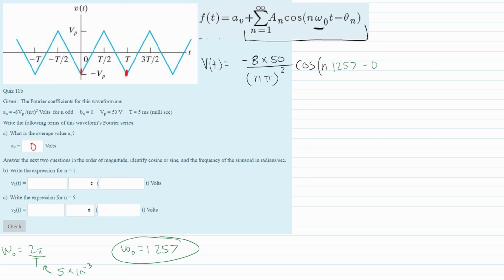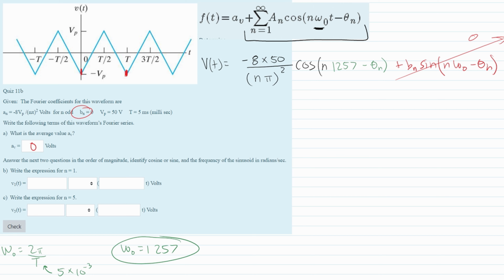Then we're going to have our minus angle right here. We don't have an angle, so we don't need to worry about that. If we did have a b of n, we can see that our b of n is 0. We would have plus our b of n times the sine of n omega naught t minus the angle. But this is all in the summation, and since our b of n is 0 right here, this is all going to 0 out. And so we can start plugging in our values.